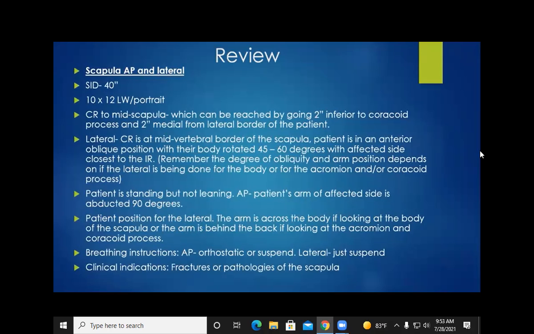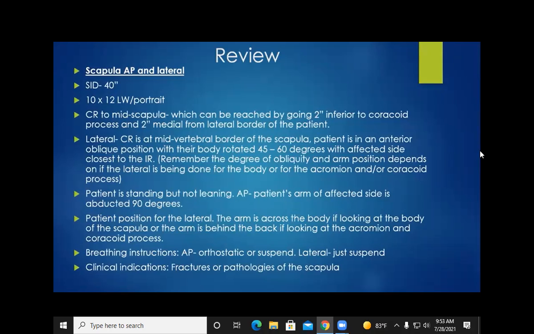For the lateral, the patient's going to be positioned with the arm across the body if we are looking for the body of the scapula. If the area of interest is the acromion and coracoid process, we are going to put the arm behind the back. So two possible positions for the arm on the lateral.